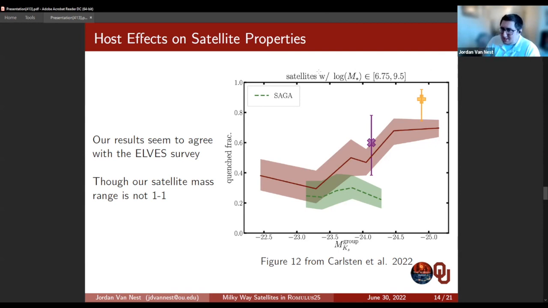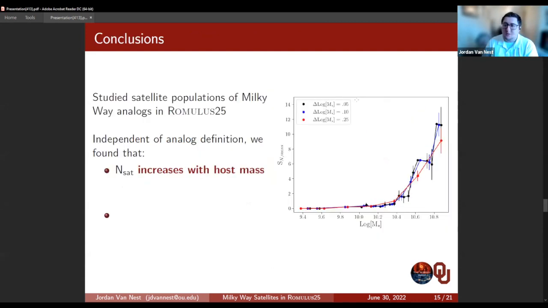In terms of environment, preliminary results are suggesting that there is a trend with environment and quenched fraction, where things in something like the Local Group, so pairs, are more quenched than more isolated systems. SAGA and ELVES also seem to find this. On this plot, in the purple and yellow are the Milky Way and Andromeda, and you see that their quenched fraction is higher than the at-large distribution. But I will say our results are a little complex and confusing, and I'm hesitant to say anything definitive yet. I can talk about this more during the questions if people are interested. But for now, I think I'm right on my time, so we'll go into conclusions.